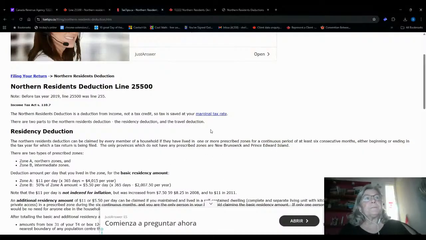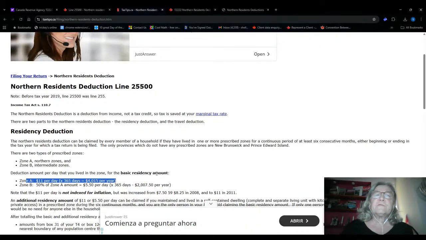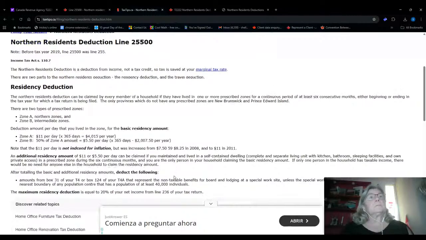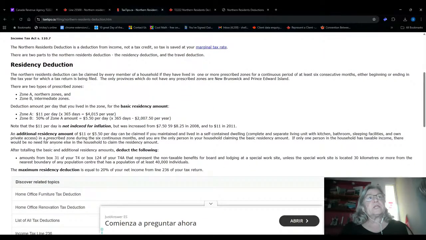Now, the benefit of Zone A is you get an $11 deduction per day. So if you maintain that dwelling 365 days, it's a $4,015 deduction against your taxable income. If you're Zone B, it's 50% of that. None of this is indexed for inflation.